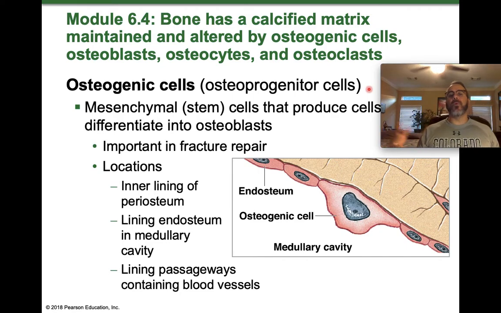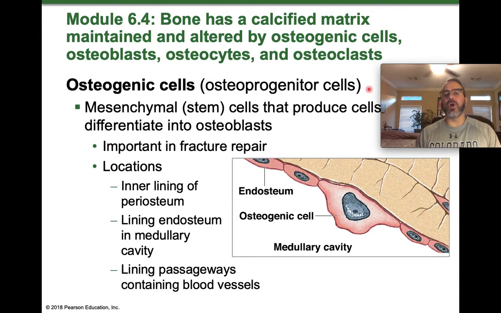Bones have what we call a calcified matrix, all right? Calcified meaning it involves calcium, and it's going to be hard, okay? The calcified matrix actually continuously gets broken down and rebuilt by a variety of different cells. Think of this: osteoblast means to build, cyte means I'm old, clast means I break it down. Okay? And this will make more sense as I go through this.